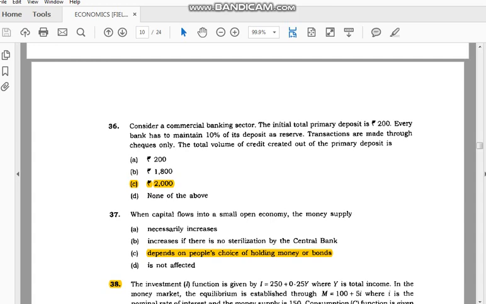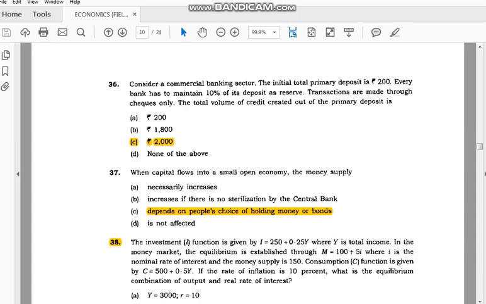You just have to remember a rule for how to find the creation of total deposit, or change in total deposit. The formula is equal to initial change divided by the reserve ratio. So the initial change is how much? 200, divided by your CRR, which is 10%, that means 0.10. So 200 by 0.10 is equal to 2000.